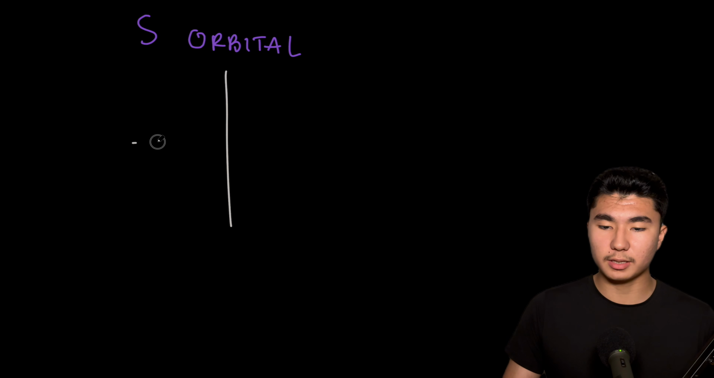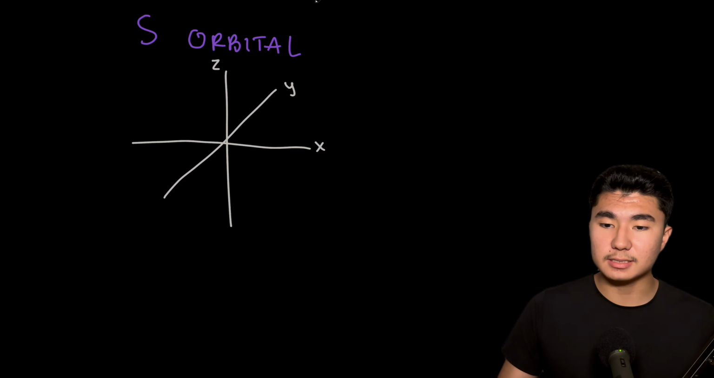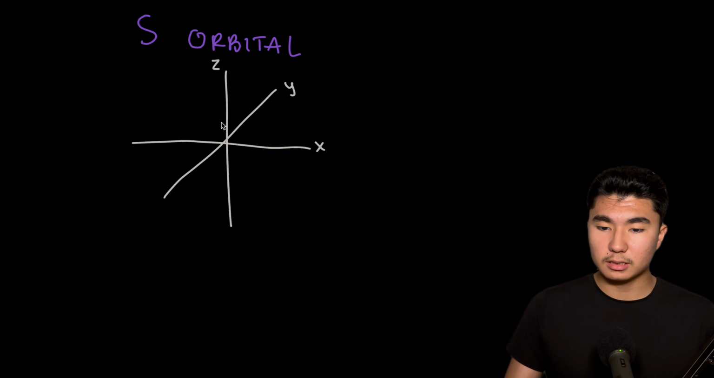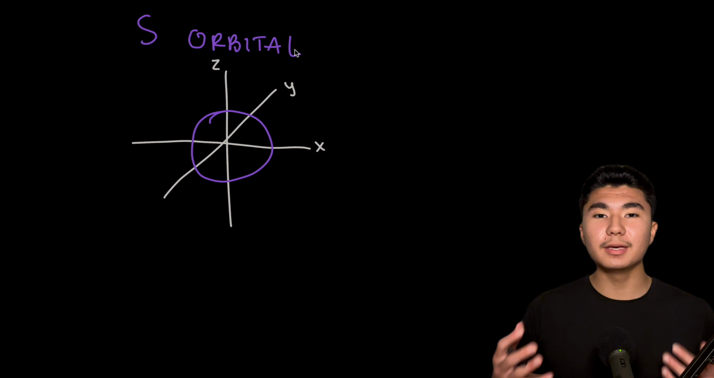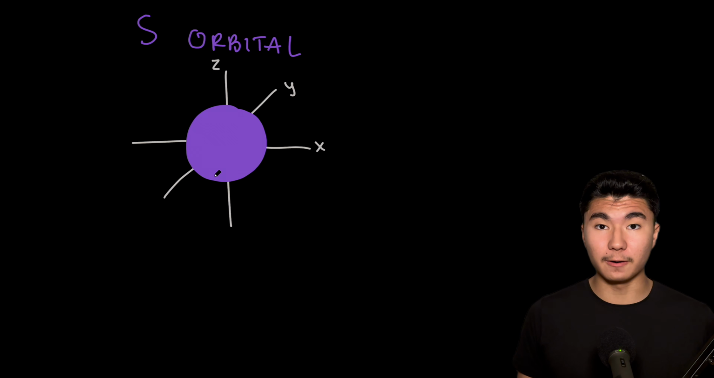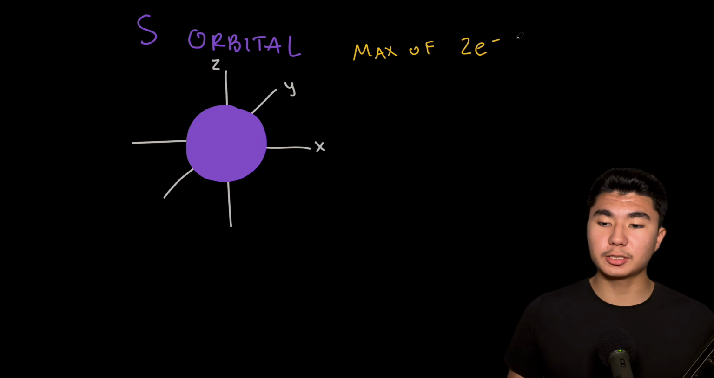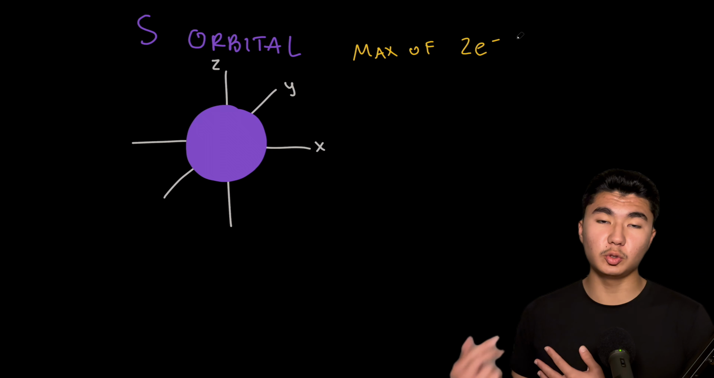Now for the S orbital, I'll draw a graph over here just to show what it looks like. So if we have a graph like this, with this as our z-axis, this as our y-axis, and this as our x-axis, our S orbital is going to be just a big spherical circle. So it's going to be something like this. Our S orbital is going to look like a sphere. Now S orbitals can only hold a maximum of 2 electrons.